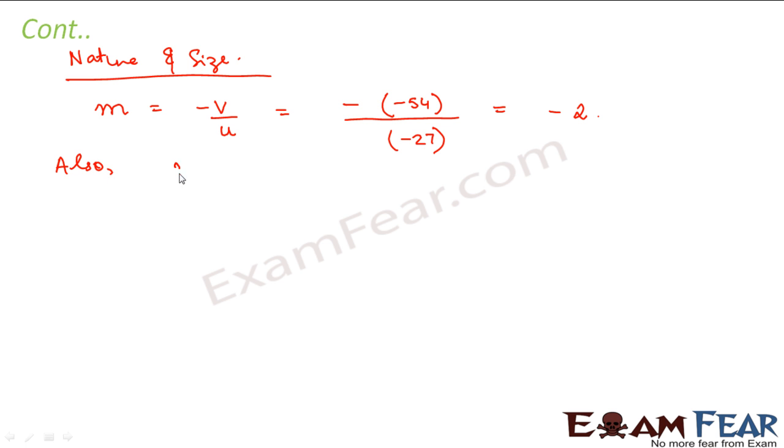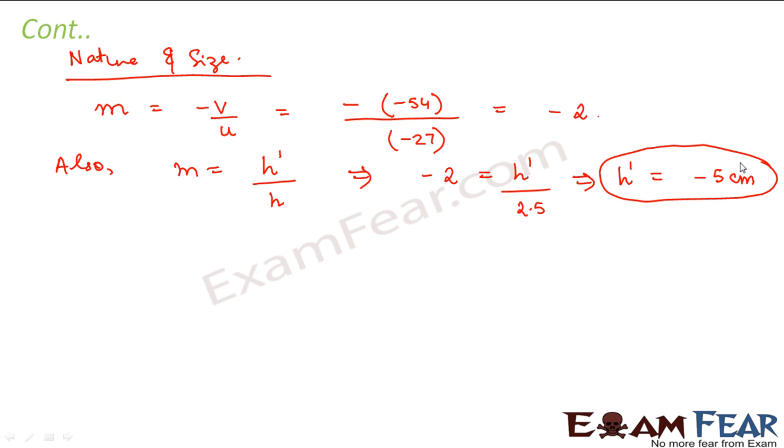Also, we know that magnification can be defined as the height of the image by height of the object. Now, magnification is minus 2. Height of image we do not know, and height of the object is given as 2.5 centimeters. So from this we can say h dash is equal to minus 5 centimeters. So from this, what can we tell about the nature of the image? Since h dash is negative, we can say that the image is inverted. Since it is 5 centimeters, it is magnified or enlarged. Now since the image is inverted, it has to be a real image.